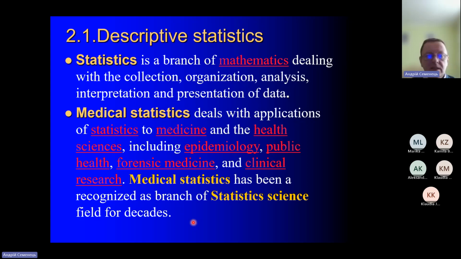In general, statistics is seen as a branch of mathematics which deals with collection, organization, analysis, interpretation and presentation of data. If we are talking about medical statistics, it considers the application of statistical principles and methods to medicine and health science, including epidemiology, public health, forensic medicine, and of course, in first place, clinical research. It has already been considered an almost independent branch of statistical science for decades.